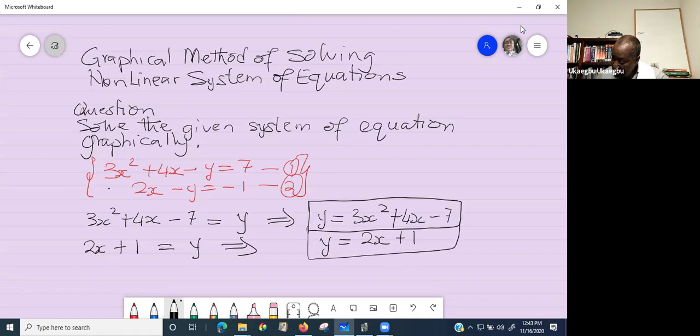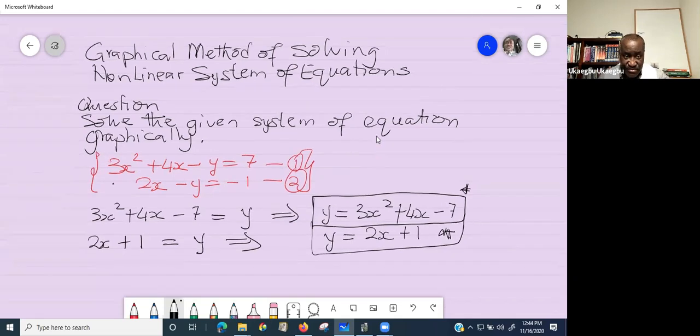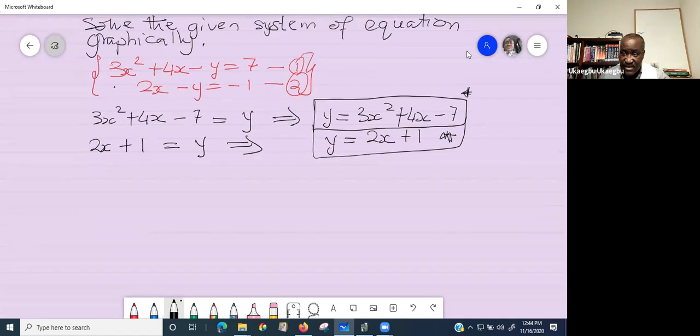So you can see that this equation, the one I'm asterisking right now, is a linear equation. The other one is a quadratic equation. Both of them are a function of x. So these are the two equations that you are going to use to create your data table. So now, how do you create a data table?